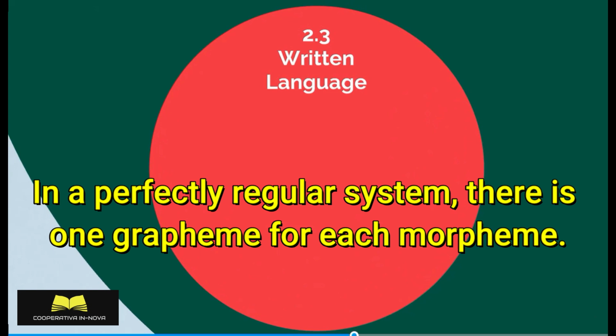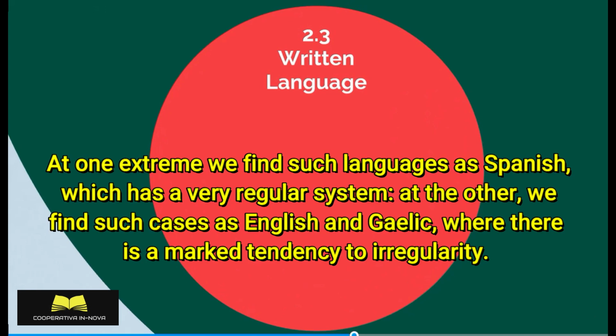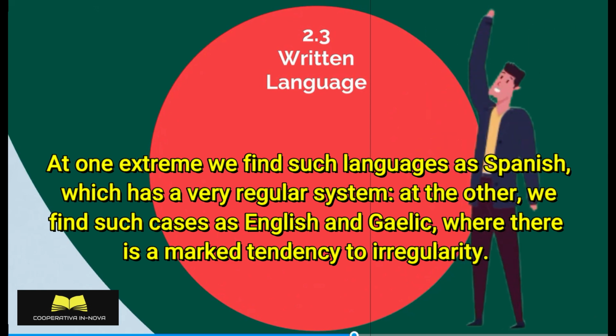In a perfectly regular system, there is one grapheme for each morpheme. However, most alphabets in present-day use fail to meet this criterion. At one extreme we find such languages as Spanish, which has a very regular system. At the other, we find such cases as English and Gaelic, where there is a marked tendency to irregularity.